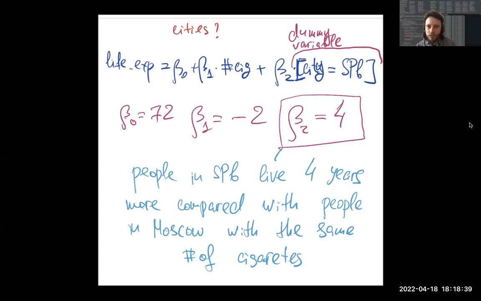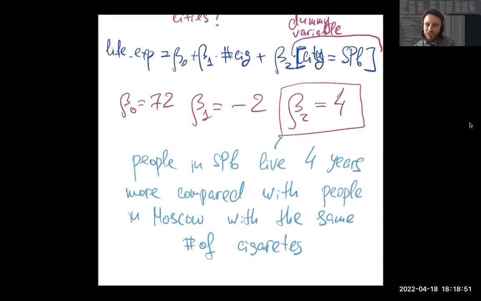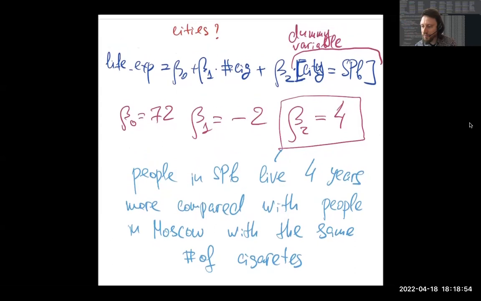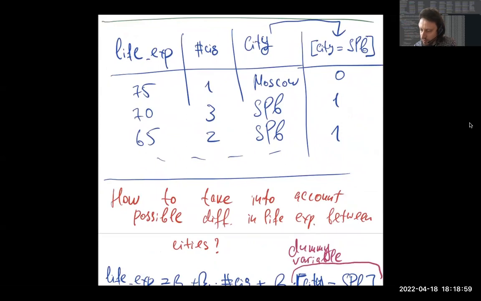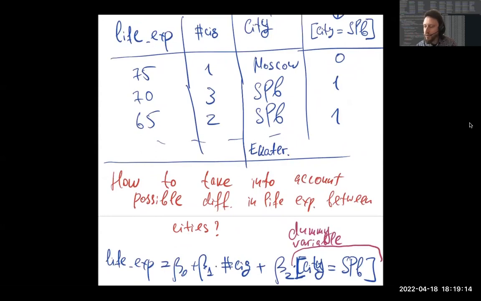Are there any questions so far? And if there are more than two cities? Yeah, that's exactly the question that I planned to ask you. What to do if we have more than two cities? Let us assume that we have Moscow, St. Petersburg, and Yekaterinburg. What can we do now? Any ideas?